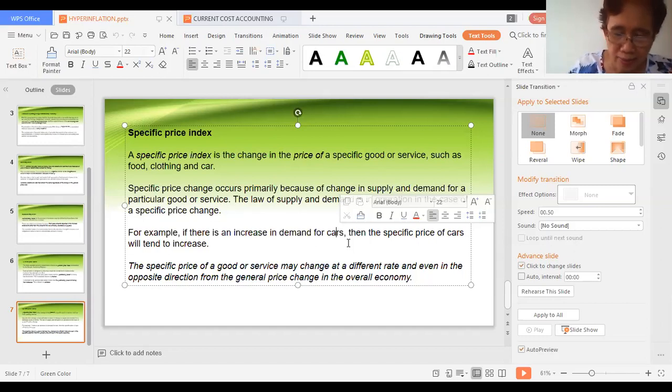300 is the index number at the end of 2020. The index number at the beginning of 2018 is 100. So we now get 300,000 times 3. So you now get 900,000.